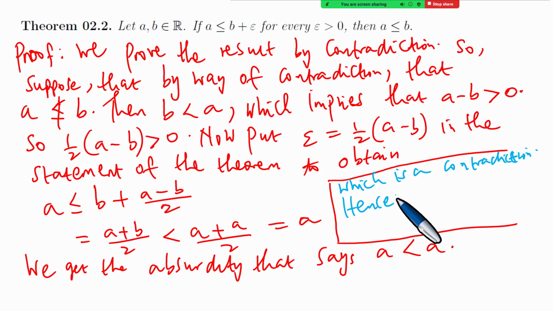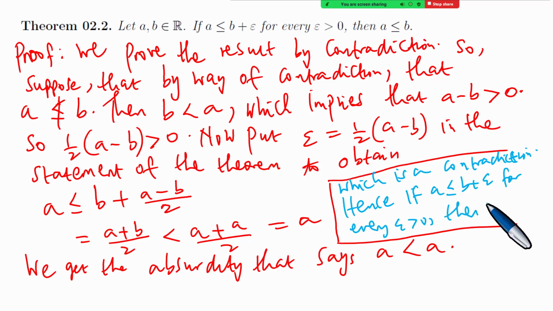Hence, our assumption that A is not less equal to B leads to a contradiction. Hence, if A is less equal to B plus epsilon for every epsilon positive, then we can be rest assured that A is less equal to B. Okay, the question is, what is the point of these results? Results we need to build our confidence with as we move to the most important section, so this is just the preliminaries before we move to metric spaces.